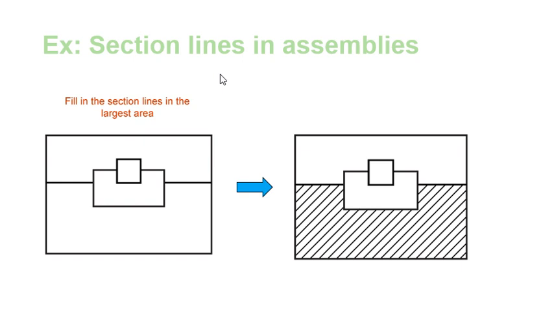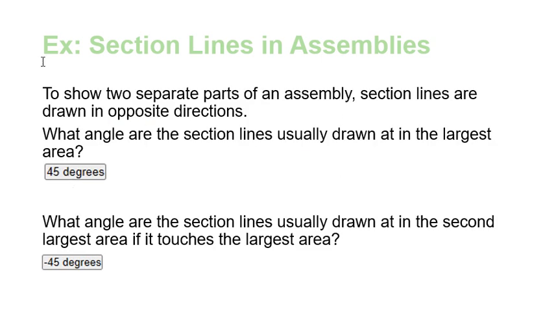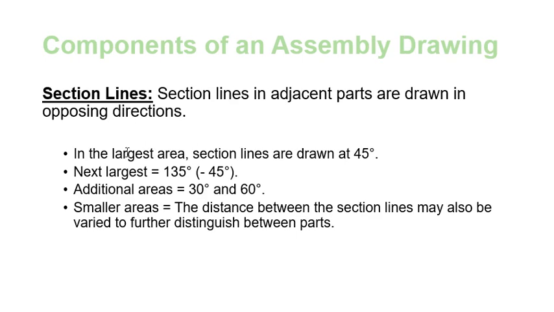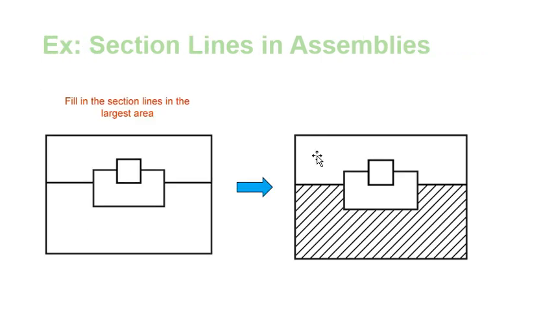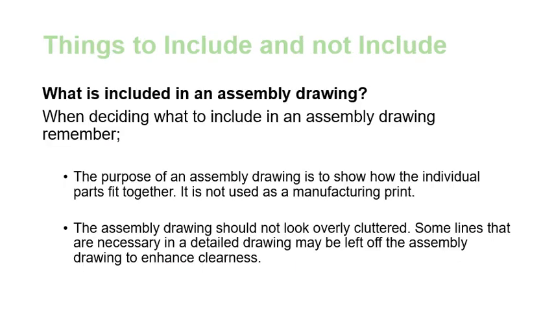The second exercise is going to ask you to fill in the section lines in this diagram. So we're going to fill that in. We go bang, bang, bang, bang, bang. It is in the largest area. In the largest area, we will go 45 degrees. Here is the same thing. I'm going to show you again, largest area, so we go 45 degrees very neatly. All right, done with the exercise.